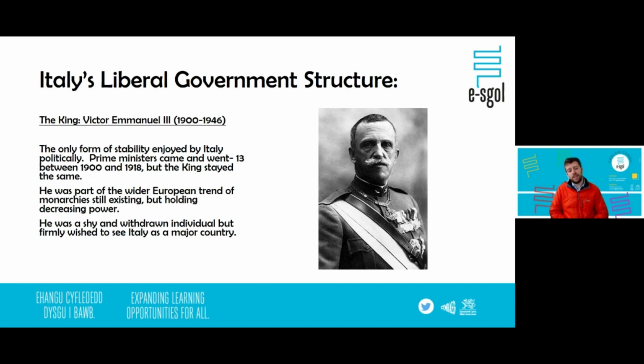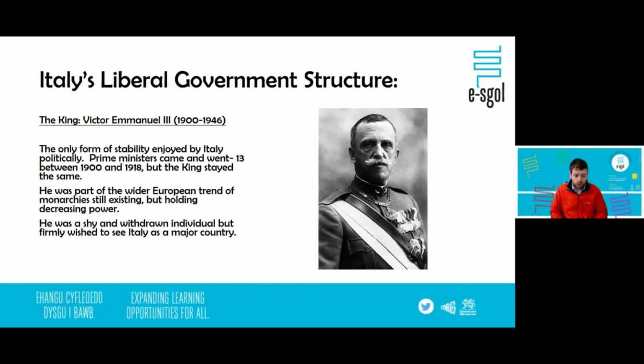Between 1900 and 1918, there were 13 different prime ministers, whilst King Victor Emmanuel remained the same, remained that stable figure. And he was part, though, of a wider European trend. You see it in Britain at the time, you see it in Germany at the time, you see it in Spain at the time, of monarchy still existing, but holding less and less power.